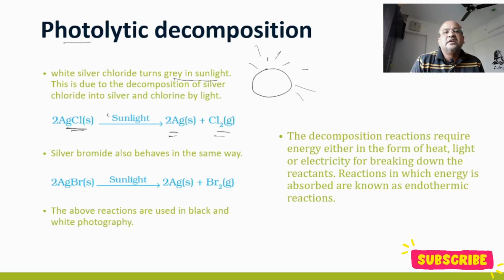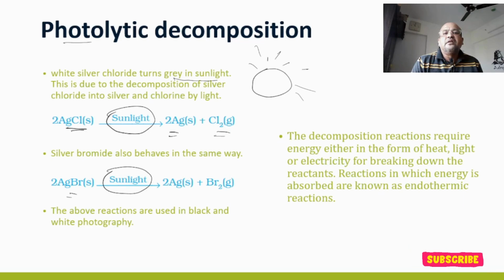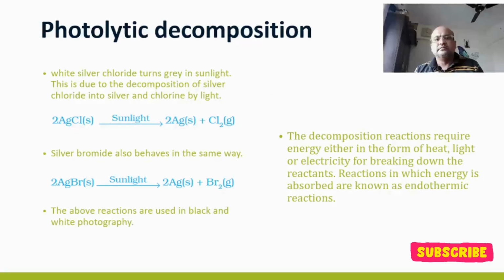See here, sunlight is there. This is photolytic decomposition. In the same way, silver bromide also decomposes into silver and bromine, right? So what do we understand by photolytic decomposition? When a decomposition reaction requires energy in the form of light, that is photolytic decomposition.